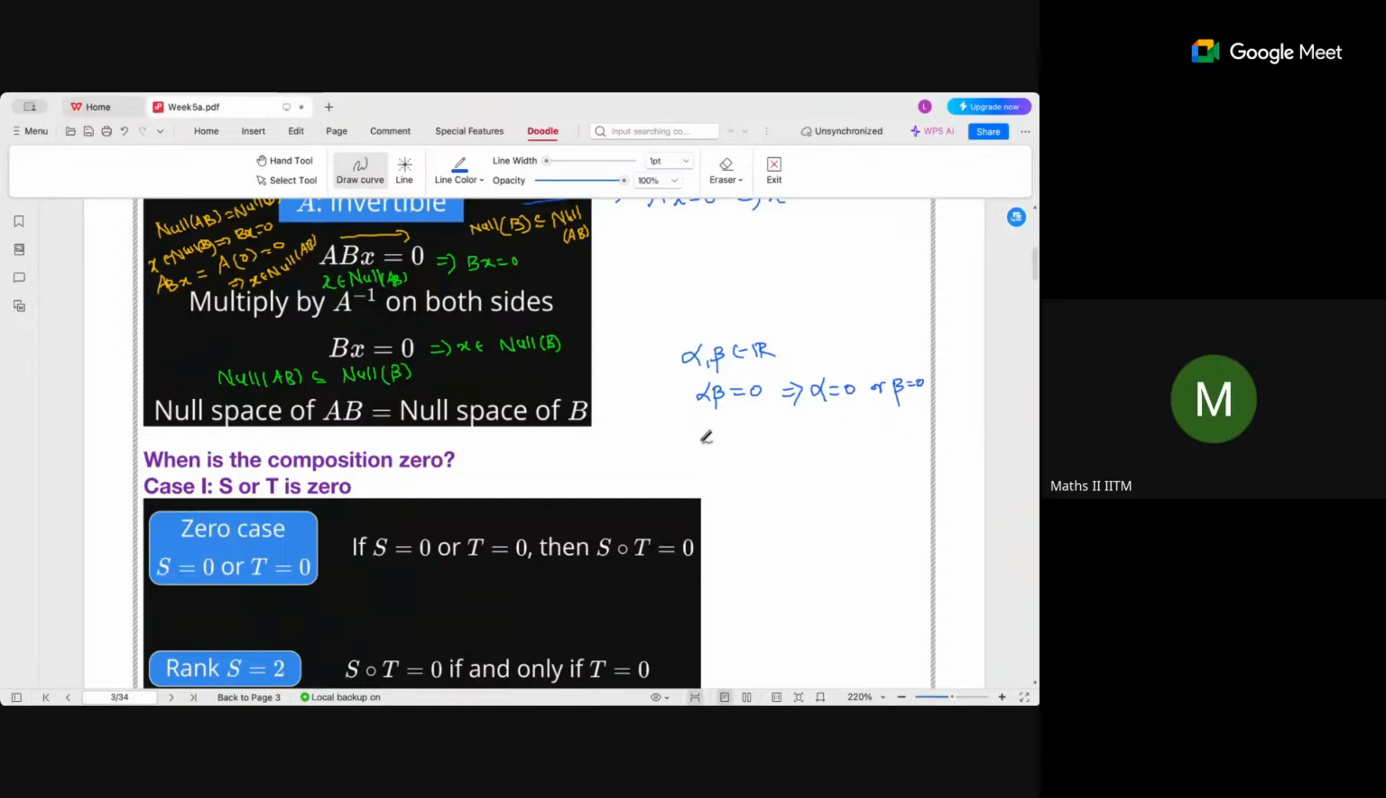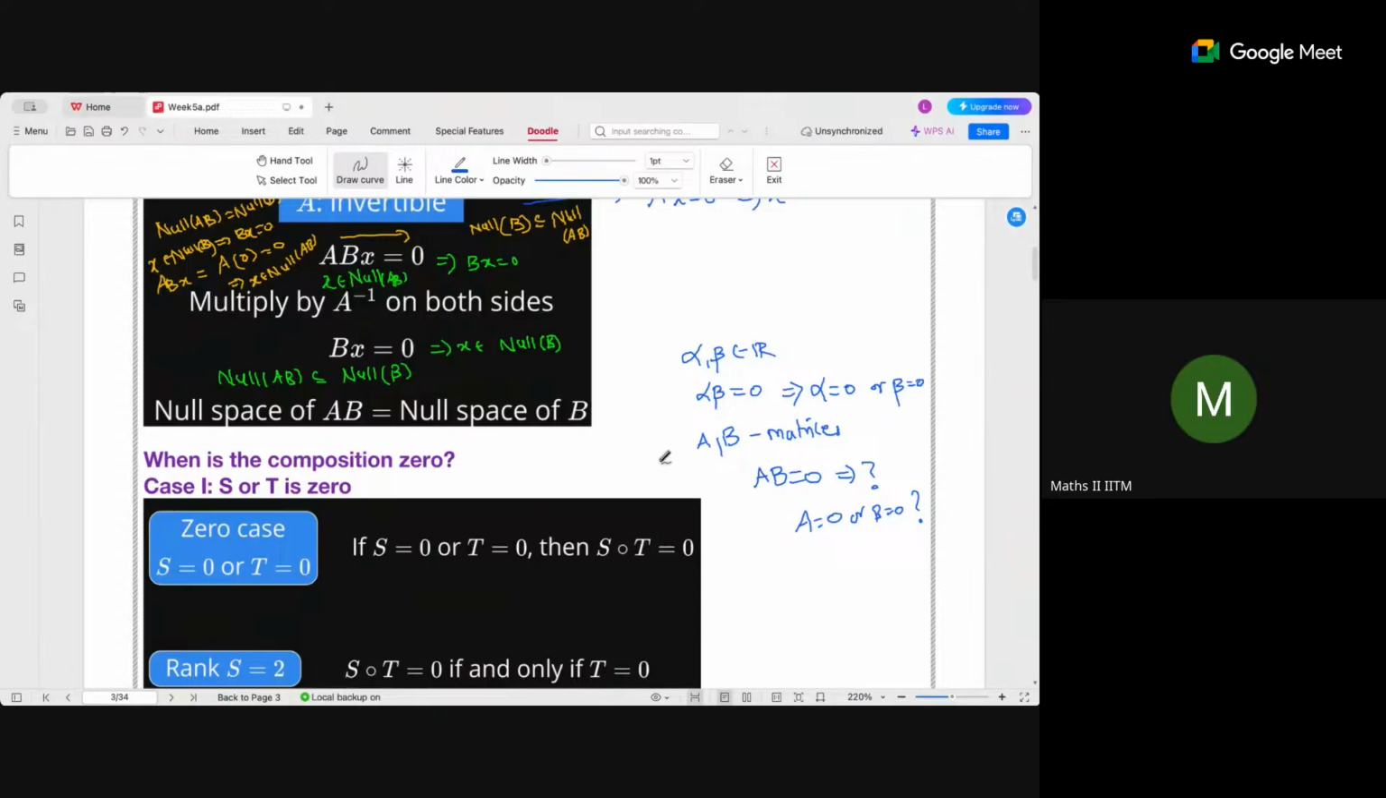Yes. Now, suppose A and B are matrices. Now, A into B is 0. What does this tell you? Can we say A equal to 0 or B equal to 0? Do we have this? Both matrices may be non-zero, but their product may be 0. So this concept that if the product is 0, either one of them is 0, is not required for matrices. Right? Okay.